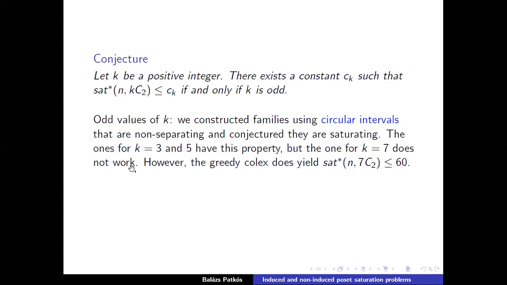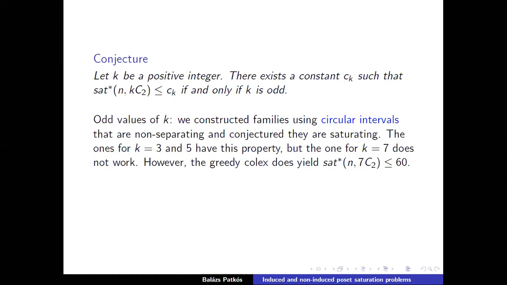As I said, it did work for k equals 3 and 5, but it didn't work for k equals 7. At that moment we saw that, okay, then probably k equals 1, 3, and 5 were outliers, and from then on everything would be unbounded. But then we had the greedy process, and it worked for 7. So now we conjecture that it should be like that for every odd value of k.